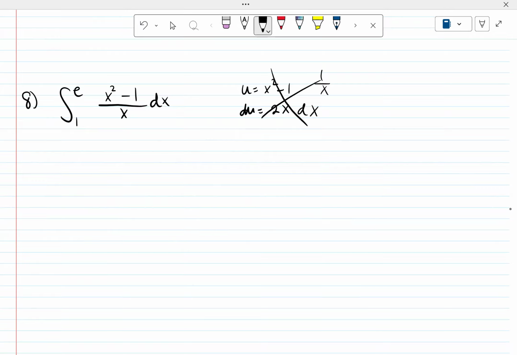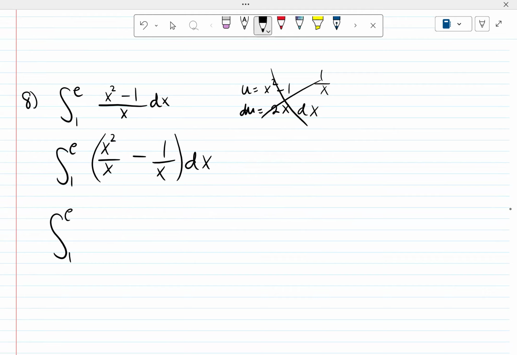Well, this is all over x, so maybe we can rewrite this as the integral from 1 to e, and then just divide each term by x, right? So maybe x squared over x minus 1 over x dx. What is x squared over x? That's x. And then you have negative 1 over x dx.